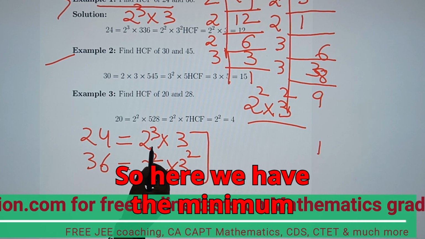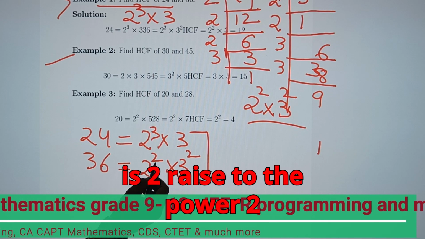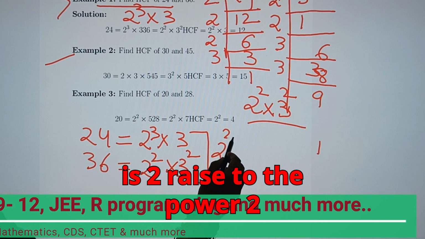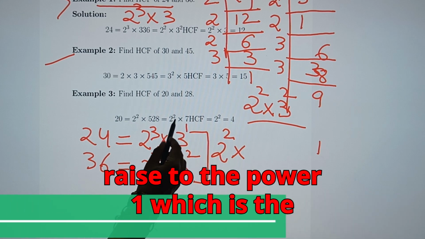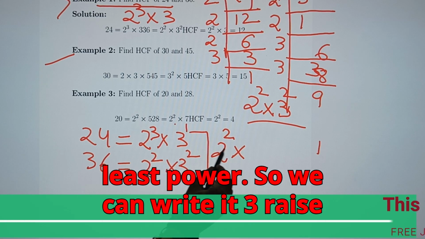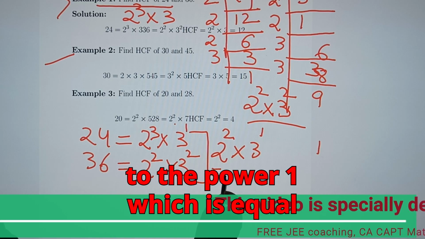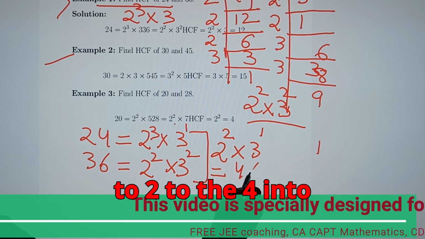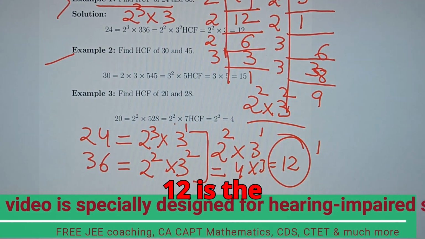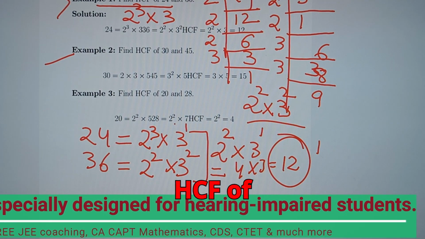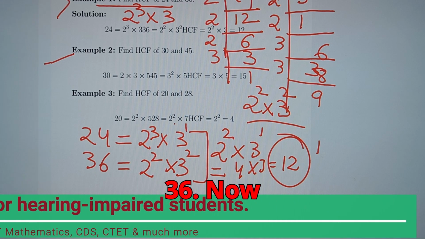So here we have the minimum power of 2 in these two terms, which is 2 raised to the power 2, into 3 raised to the power 1, which is the least power. So we can write 2 raised to the power 2 into 3 raised to the power 1, which is equal to 4 into 3, which is 12. So 12 is the HCF of 24 and 36.